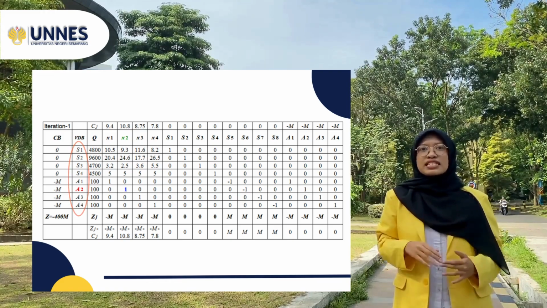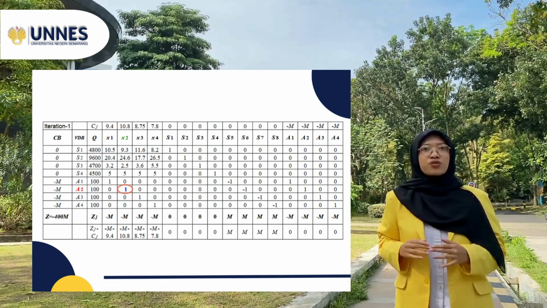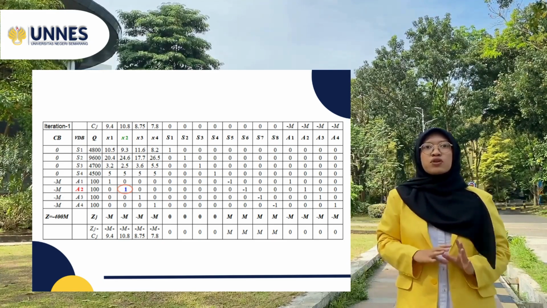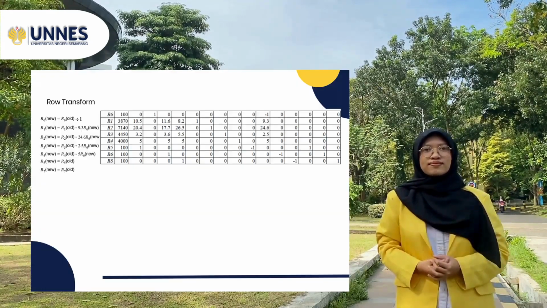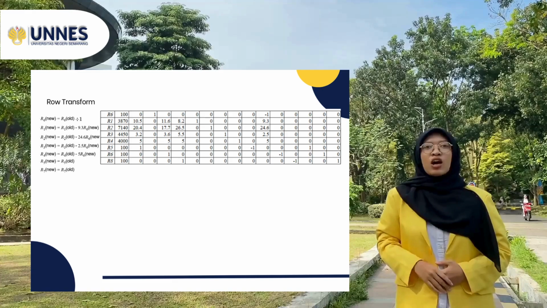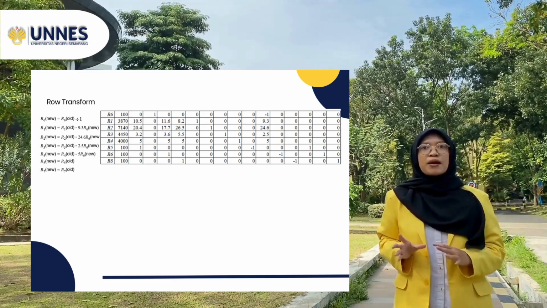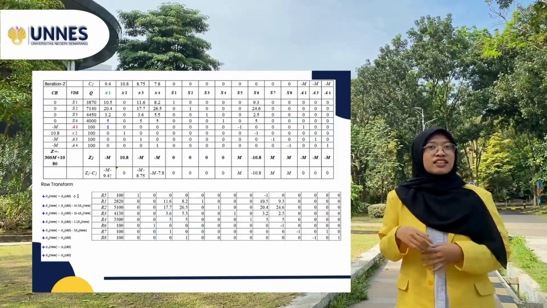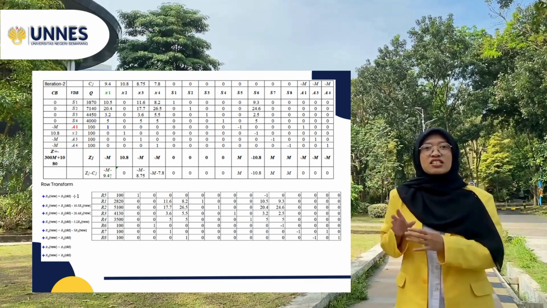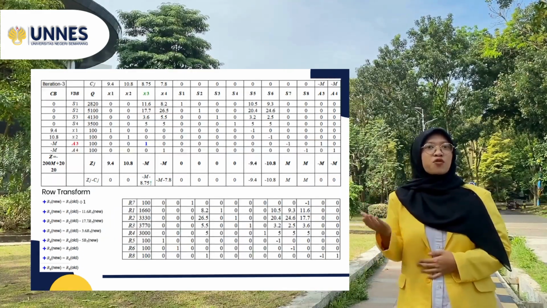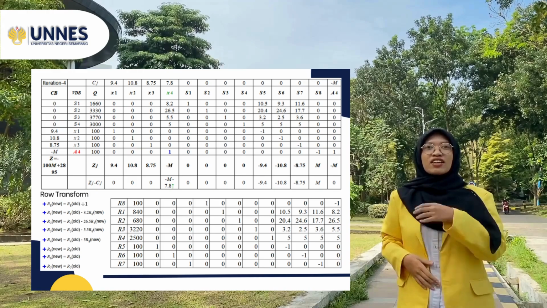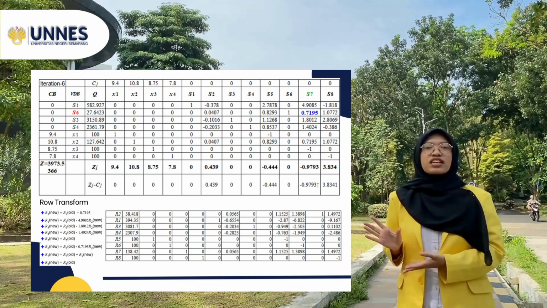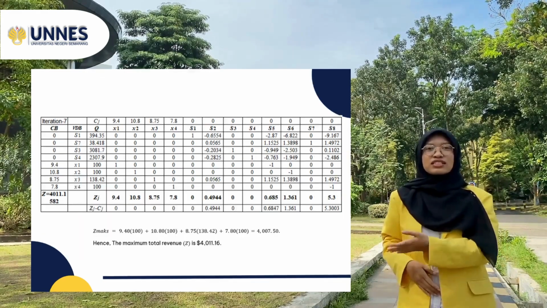And we choose the cell in column X2 and row A2, there is 1 as 0. Then we do row transformation like this. We will repeat these iterations up to 7 iterations. And this is the second iteration. This is the third iteration. This is the fourth iteration. This is the fifth iteration. This is the sixth iteration. And this is the last iteration.